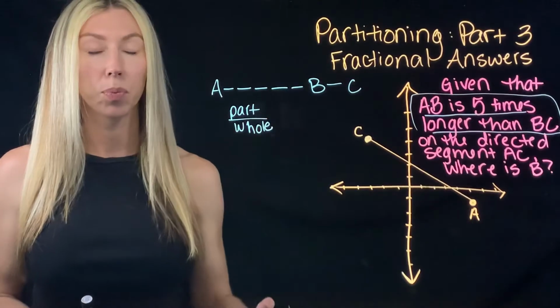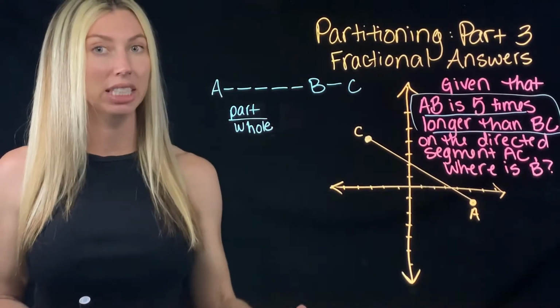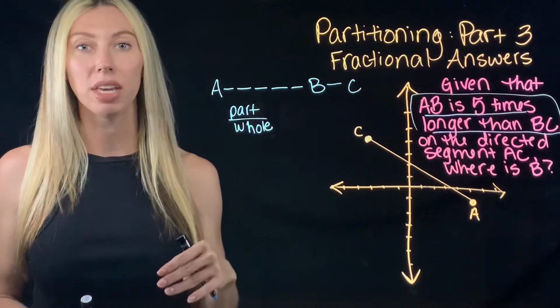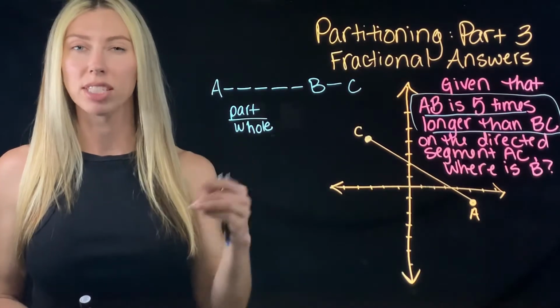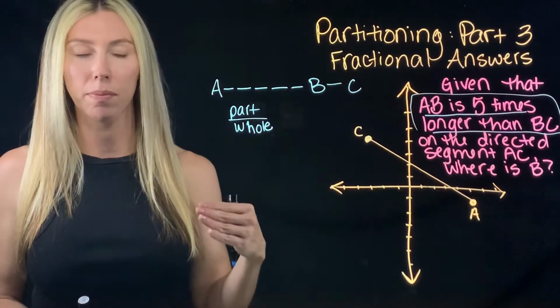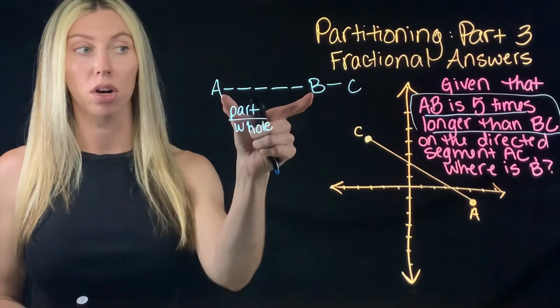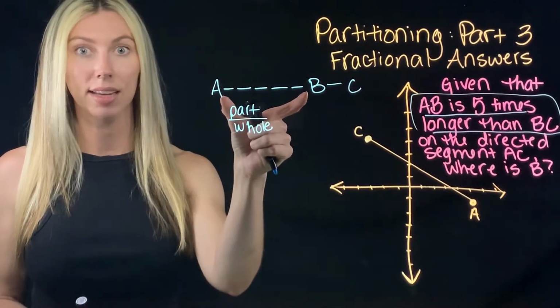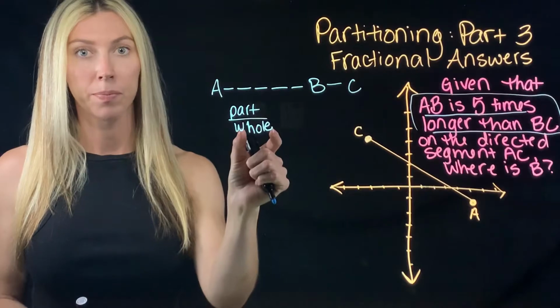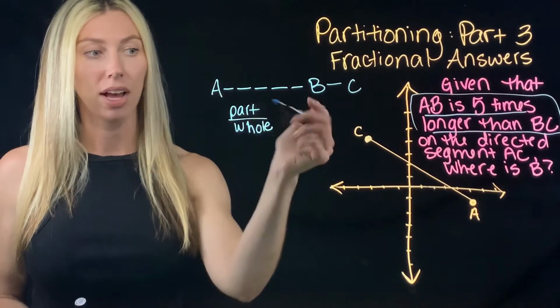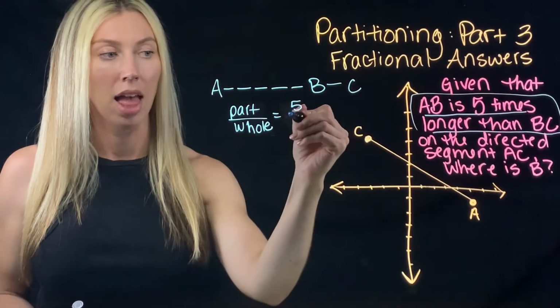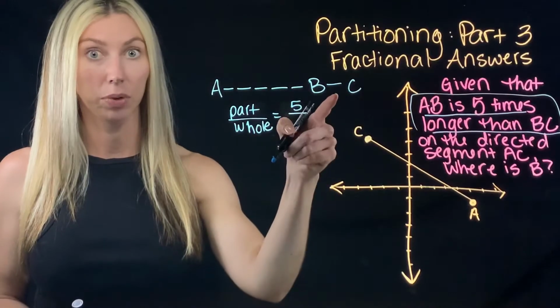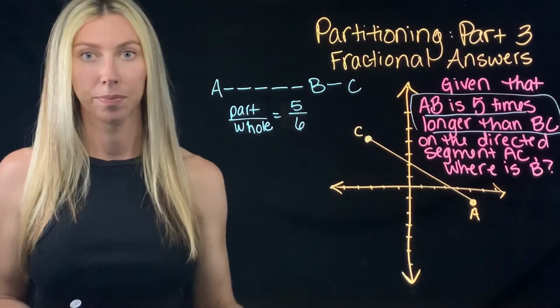The next thing you want to do is you want to write your part to whole ratio. And pretty much for every problem that I've seen, the best way to do this is to use the first part, since we're always going to be going from the starting point. So we want to use the first part of our line segment and then the whole thing. So the first part is 5. And then the whole thing, including BC, is 6.